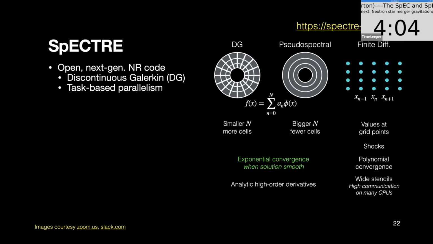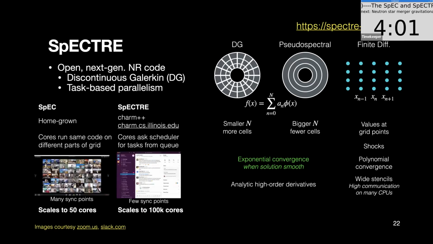The second thing is task-based parallelism. And I've just got an analogy for you about this. Our old code, SpEC, just runs N copies of the code, 1 per core. And then if statements say which part of the grid it's going to work on. And it synchronizes a lot. This is a lot like if you're on a Zoom call and you're waiting for someone to unmute and they don't know they're muted and everyone has to wait.